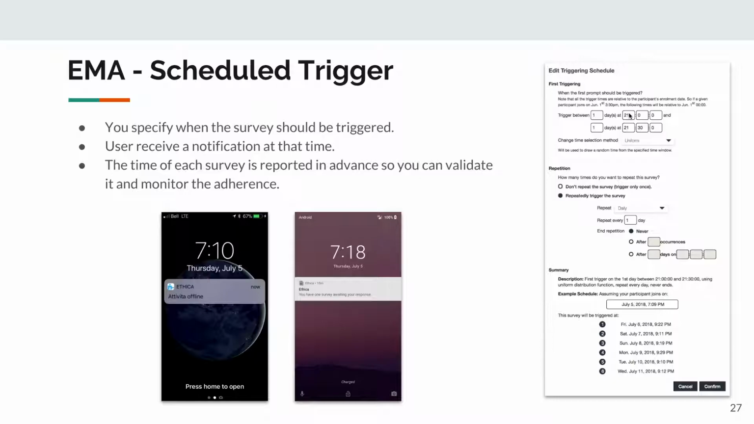You can specify an interval or just a specific point, and you can say issue it at that point. For example, here, the points are relative to the participation date. Here is one day after they join, from 9 p.m. to 9:30 p.m. Pick the time randomly with the uniform distribution, and then repeat it with this repetition schedule. It shows an example here. For example, if they join on July 5th, they'll receive it on July 6th, 7th, 8th, 9th, 10th, and so on.